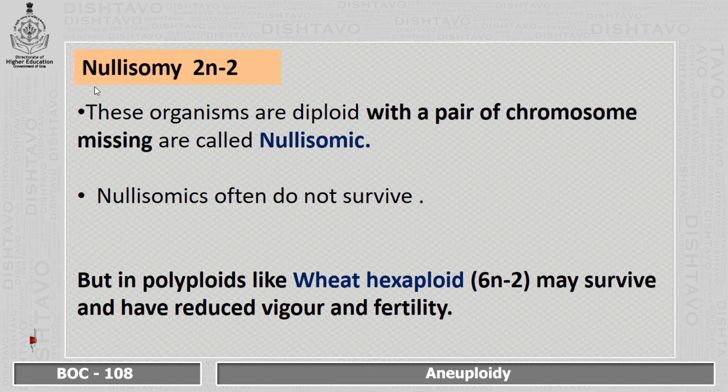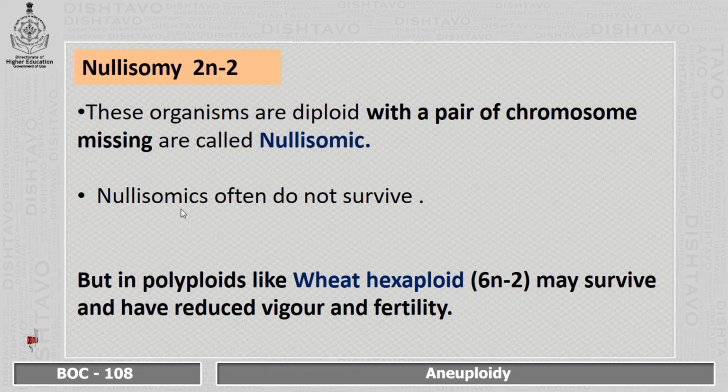Now, we have nullisomy. This is again hypoploidy, which is 2n minus 2. Two chromosomes are missing. With a pair of chromosomes missing, the organism is called nullisomic.